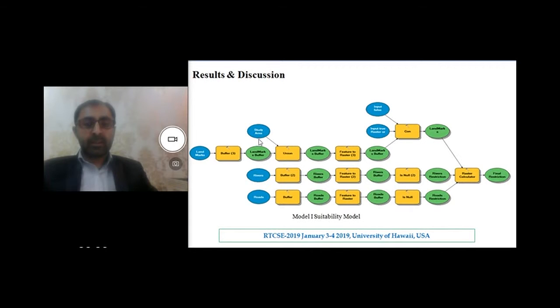Model 1 is the suitability model. Here we have applied different tools on different features. For example, we have first applied the buffer on different features in the study area: residential area, then rivers, then roads. Then we have got different types of buffered zones here.